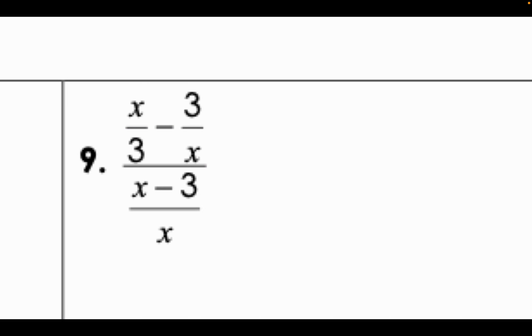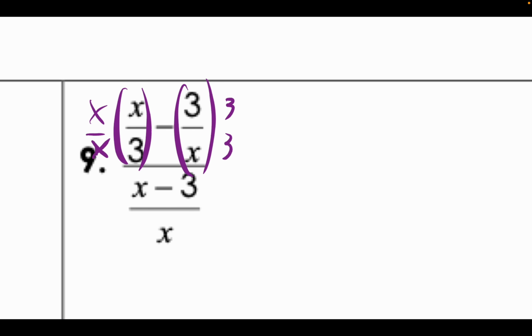So our common denominator will be 3x, so we'll multiply this left-hand fraction by x over 1, or x over x rather, or just x on the top and bottom, and the second fraction by 3 on the top and bottom.